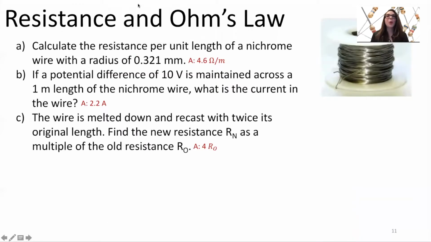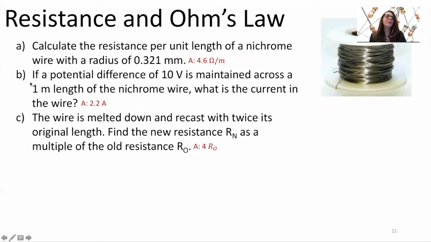Okay, so we're going to do 2 problems here together to practice thinking about resistance and using Ohm's law, and thinking about how resistance and resistivity can change with temperature. So here's the first problem. I'm asking you to calculate the resistance per unit length of a nichrome wire with a radius of 0.321 millimeters. And here's an example of what nichrome wire looks like.